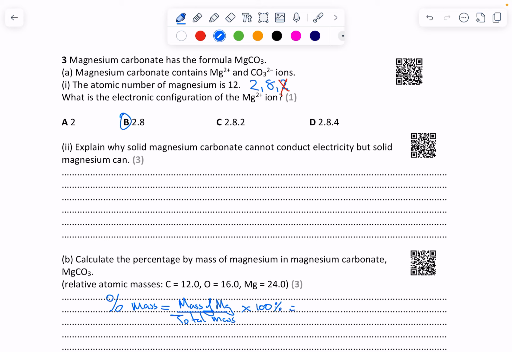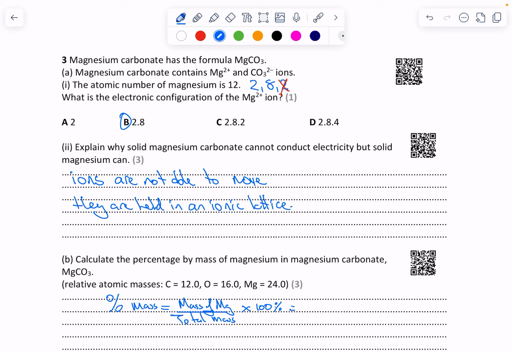Explain why solid magnesium carbonate cannot conduct electricity. So this is ionic, so we need to say here that the ions are not able to move. Why not able to move? Because they are held in an ionic lattice. So they're held together in an ionic lattice. So that's the first bit.